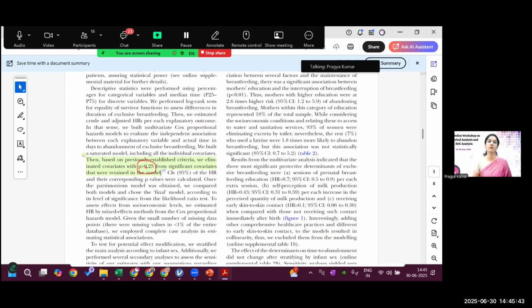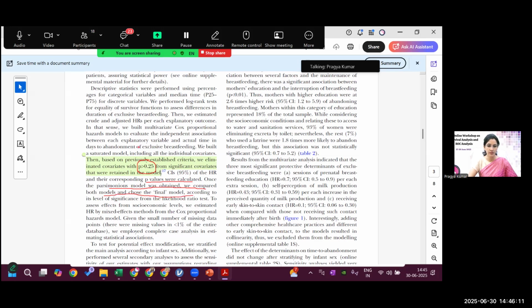Initially, you take one variable at a time and check the P value. Again, I said there should be some theoretical work before that, on which variables to test, along with the statistical part. Then once the HR and the corresponding P value were calculated, and once the parsimonious model was obtained, they compared both models to choose the final model.